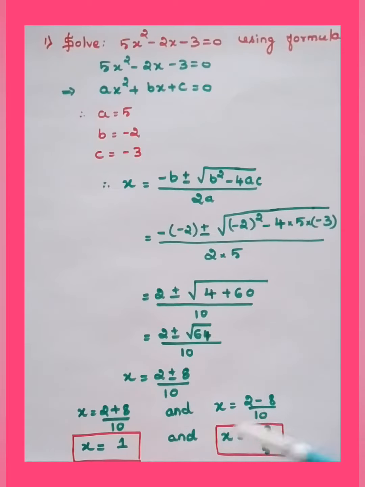Okay, so these are the values. X is equal to 1 and x is equal to minus 3 by 5. This is how we have to solve the given quadratic equation using the formula. Okay, I hope it is clear.